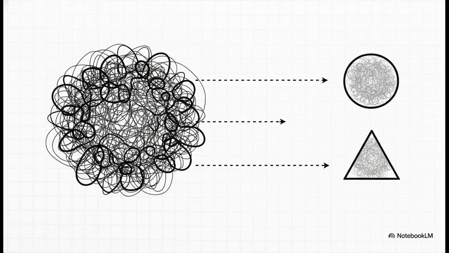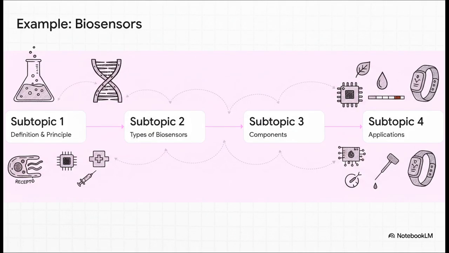Before you even think about searching, you need to break down your main topic. Take that huge, intimidating subject and slice it up into its core components and smaller, much more manageable subtopics. So what does that look like in practice? Well, let's say our topic is biosensors. You wouldn't just search for that one word. No way. Instead, you'd break it down into these focused questions.